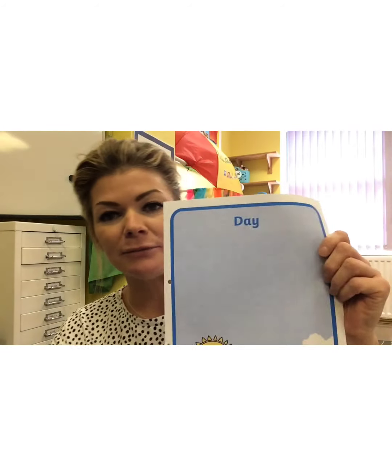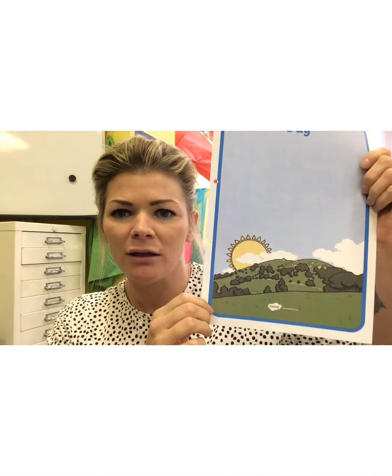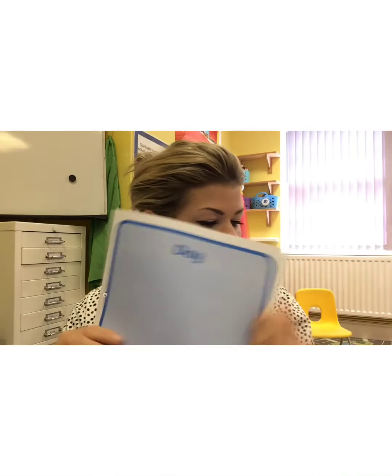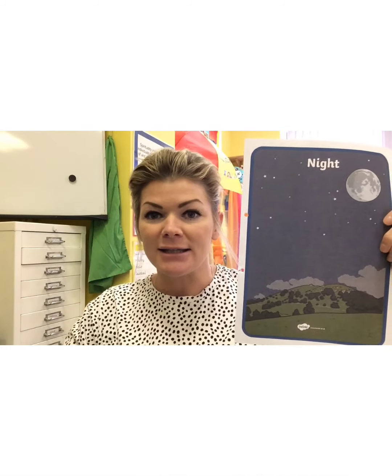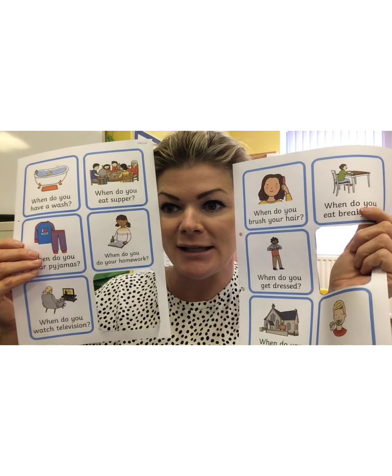What we're going to do today, you've got two sheets of paper. You've got this one that says day. Oh, it's a nice sunny day, daytime. And this one says night, and there's the moon. Day and night. You have got these pictures to cut out doing various activities. Ask yourself, is this something I would do during the day, or is this something I would do in the night or the evening?